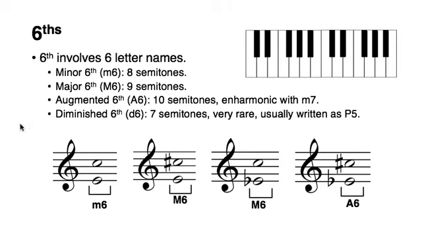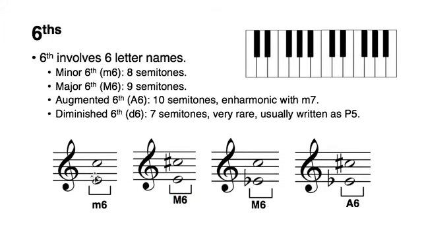Okay, sixths. A sixth involves six letter names. A minor sixth, eight semitones. A major sixth, nine semitones. An augmented sixth, which despite its name sounds more exotic but actually is pretty common, has ten semitones and is enharmonic with a minor seventh, as we'll see. And then the diminished sixth, which is very, very rare, usually written as a perfect fifth, only has seven semitones. So these three are the most important ones: minor sixth, major sixth, and augmented sixth.